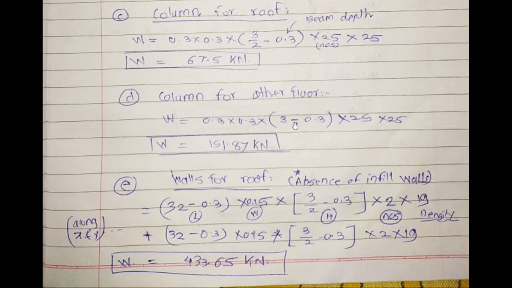Similarly, as we have done for column for roof, similarly walls for roof is to be taken out: 3 by 2 minus this 0.3, which is beam depth, and this 2 will indicate walls for a roof. Let's see.